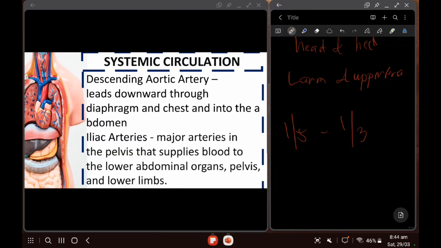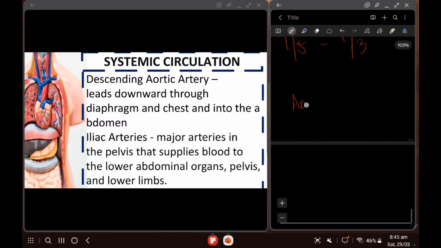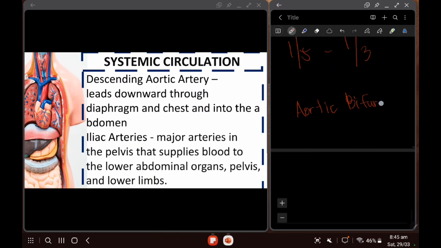When it reaches the abdomen, there is a split. When it splits, what we call it is aortic bifurcation. Bifurcation is the split of major branches. There we have two branches, the iliac arteries. So, let us repeat: aortic bifurcation is where the major arteries split in the pelvis to supply blood to the lower abdomen organs. So, bifurcation.